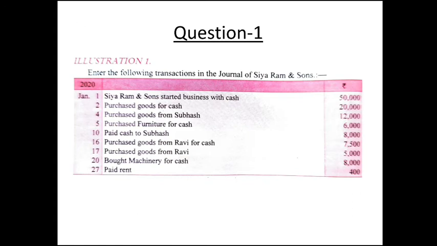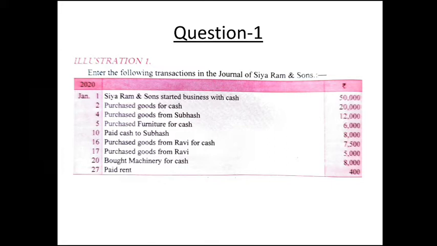Question number 1. Enter the following transaction in the journal of C.R. Ram and Sons. The question goes like this. January 1, C.R. Ram and Sons started business with cash 50,000. 2. Purchase goods for cash 20,000. Purchases goods from Subhas for 12,000.